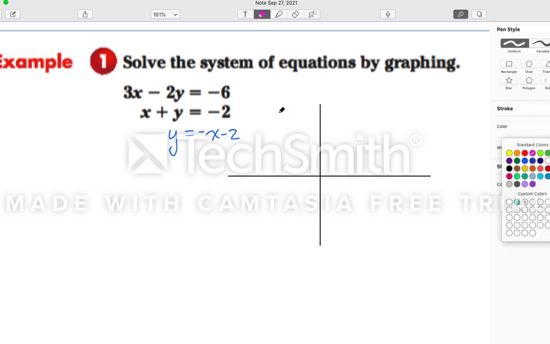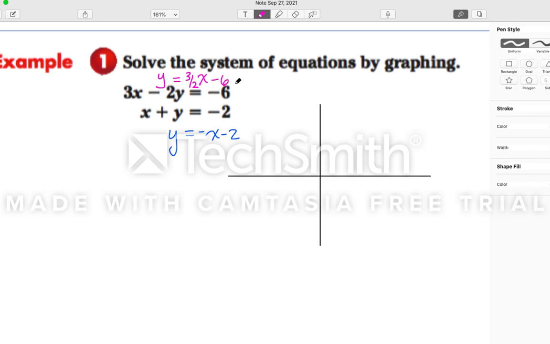And when I do it for the one above, it's a little bit trickier, but the y will remain here. We'll move the negative 3x over to the other side, but then we'll be dividing everything by negative 2. So we get a positive 3 halves x minus 6. And so, oh, not minus 6. If I'm dividing it by negative 2, it actually becomes a positive 3. Thank you for the correction. Okay, so I'm going to graph each of these and we're going to see where it leads us to.